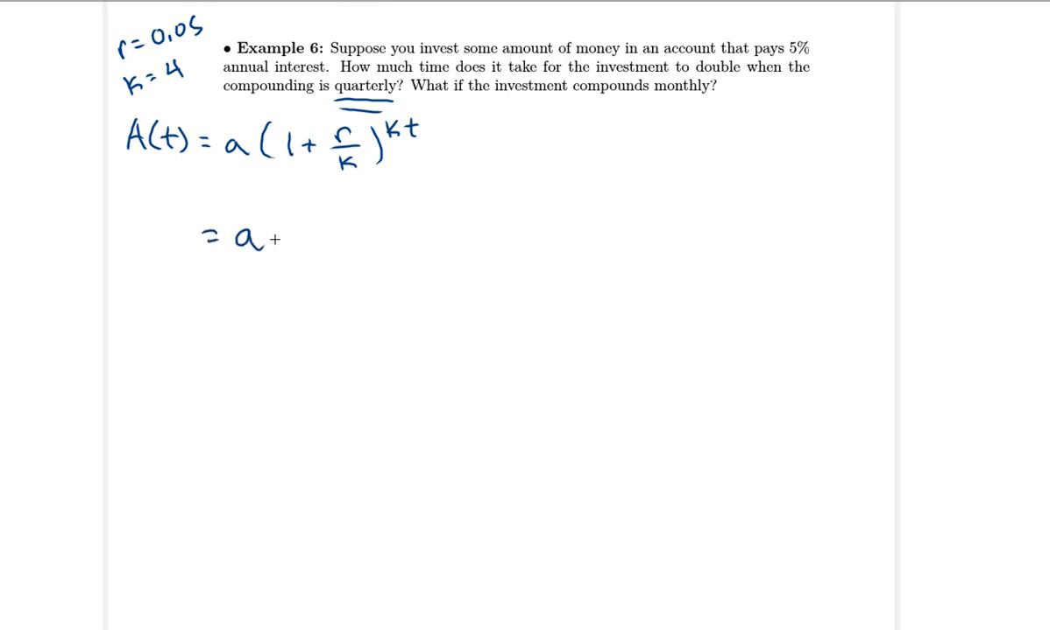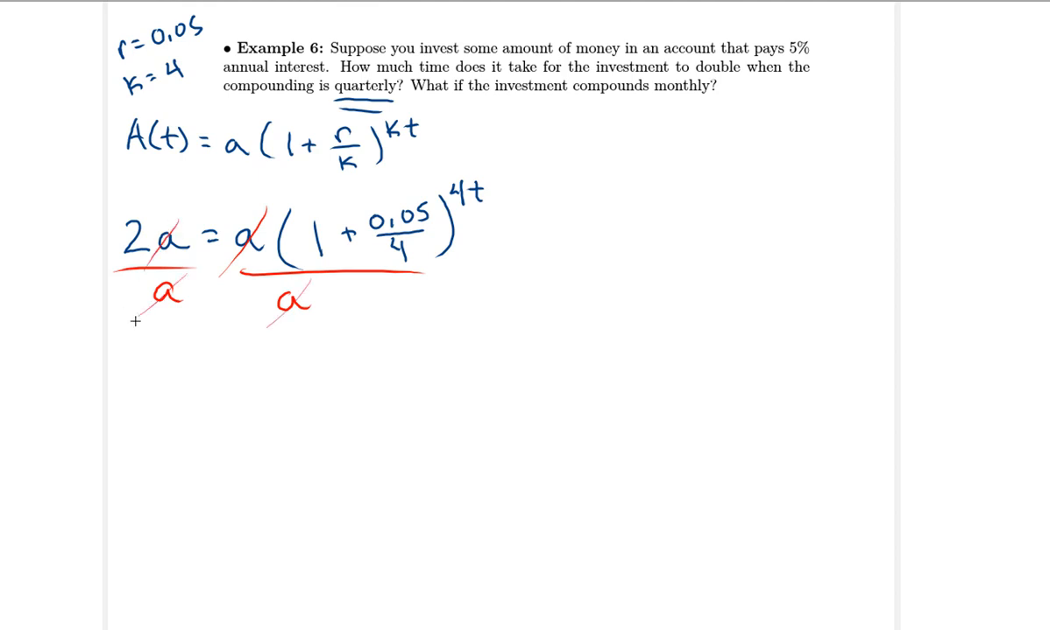So if you invest $A into this account, then doubling it would just mean at the end you have twice what A is. This is why it doesn't matter that we don't know what A is, because they just cancel from both sides. So we're left with this: 2 = (1 + 0.05/4)^(4t). All right, so what do we do now?